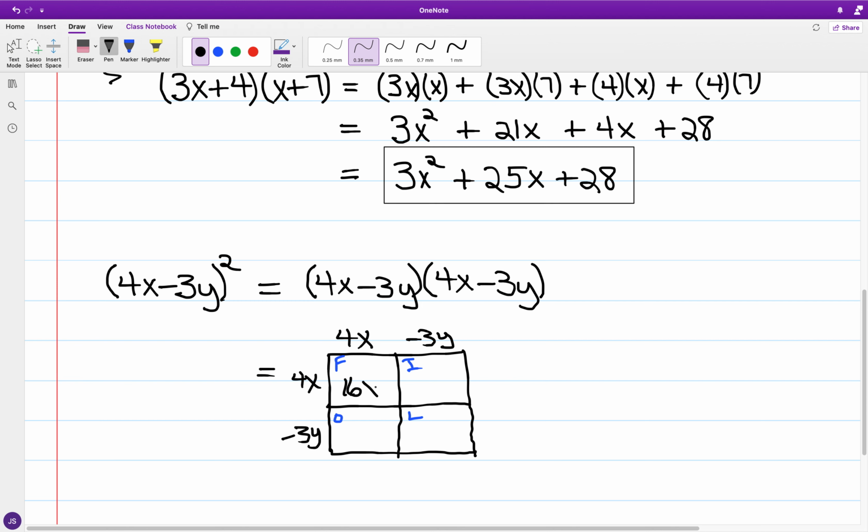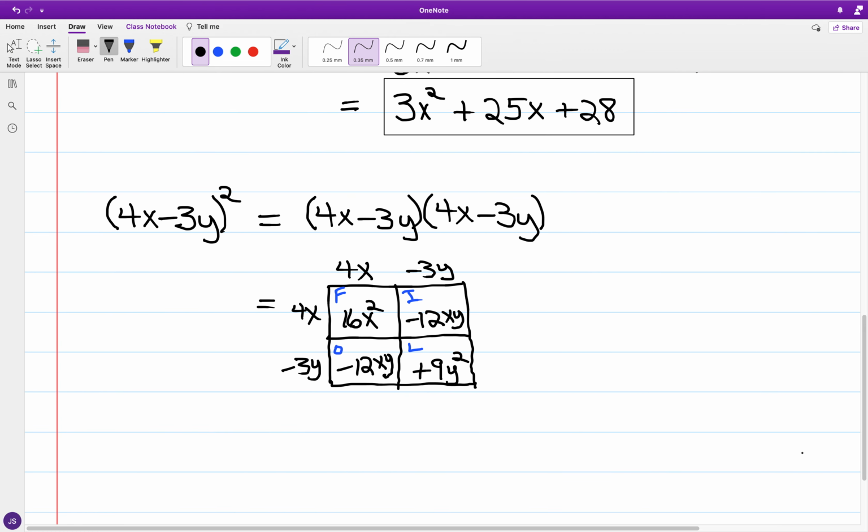this would be 16x squared. Then for the outside terms, you've got 4x times negative 3y, so this is going to be a negative 12xy. Then we have the inside terms, 4x times negative 3y, once again putting the variables in alphabetical order. 4 times negative 3 is negative 12, so you have another negative 12xy. Now for the last product, you have a negative times a negative, which is a positive. 3 times 3 is 9, y times y becomes y squared.